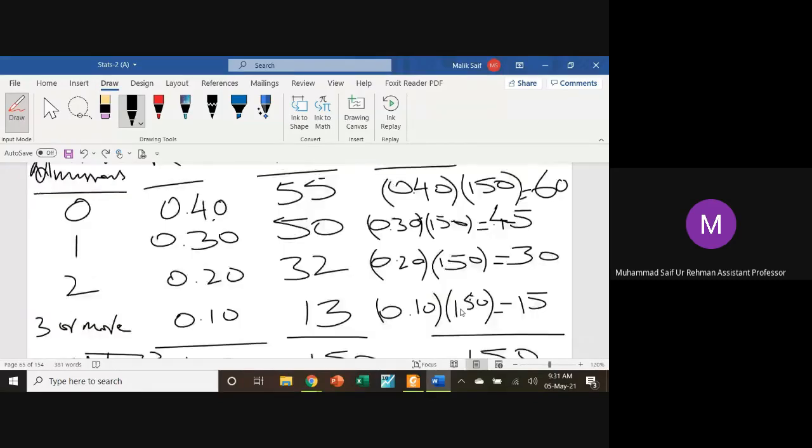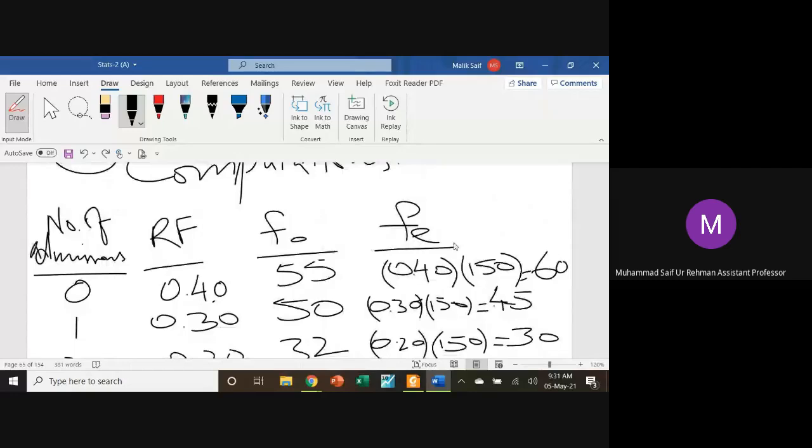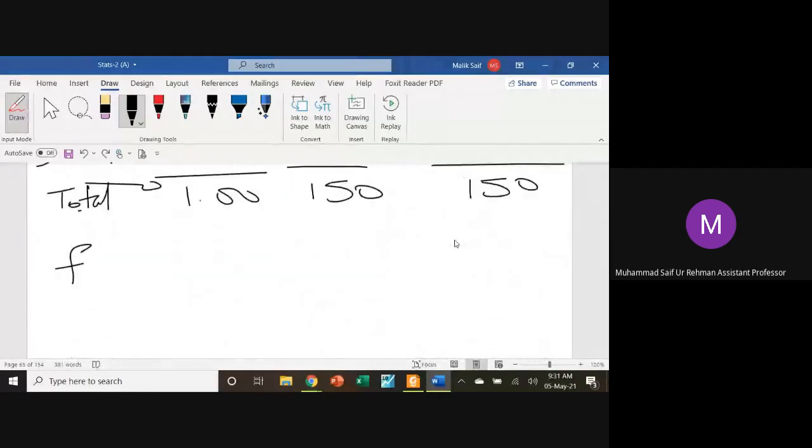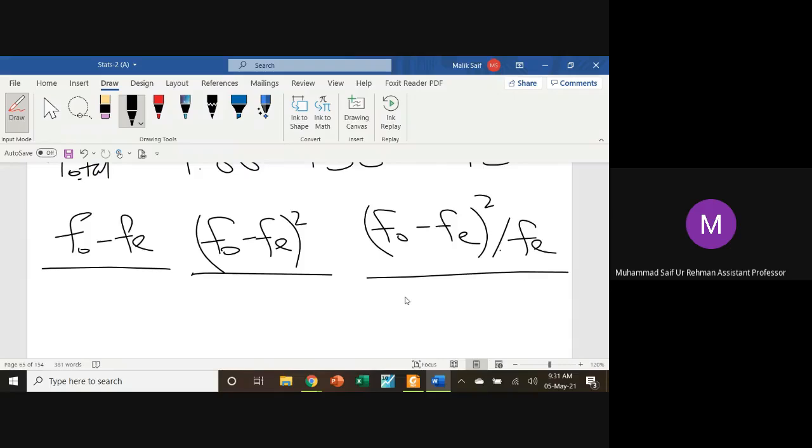As I don't have space onward, I'm writing the next column. That column will be F naught minus FE. This column is required, and then F naught minus FE square is required. Whatever the value of F naught minus FE square, you will have to divide that value by the expected frequency. So these three columns are also there in the table.